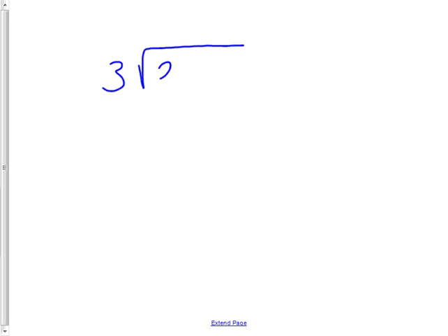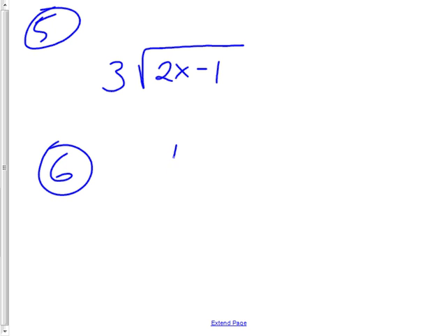3 square root of 2x minus 1 is problem 5, and problem 6 is 1 over x squared minus 16. Remember, if you can factor it, you should. And pause for a second while you do that and take attendance.